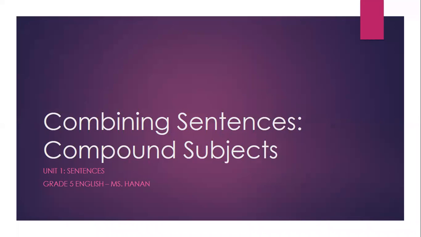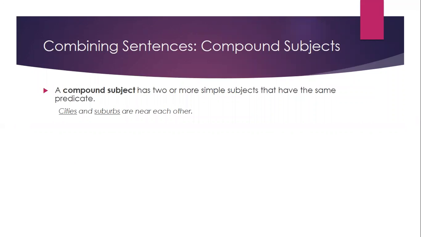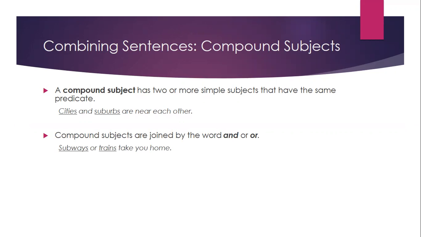Okay, so first, what is a compound subject? A compound subject has two or more simple subjects that have the same predicate. Here is an example. Cities and suburbs are near each other. Compound subjects are joined by the word and or. Subways or trains take you home. So now subways and trains, these two simple subjects, when we combine them, it becomes a compound subject. Again, here it is combined with or. In the above example, it is combined with and.